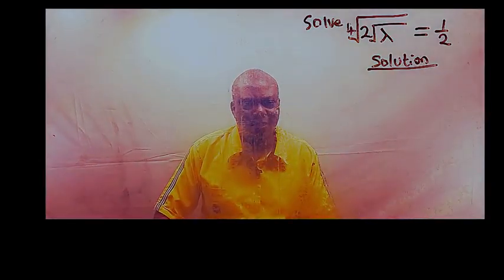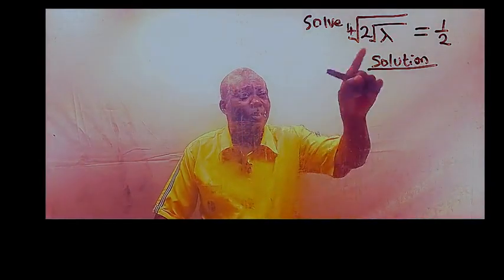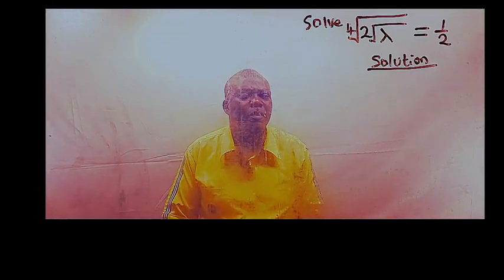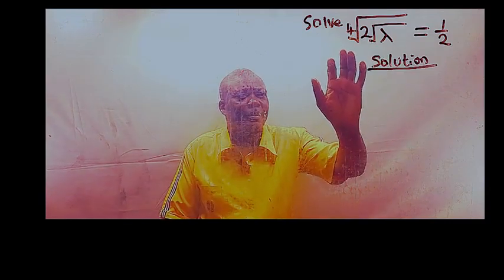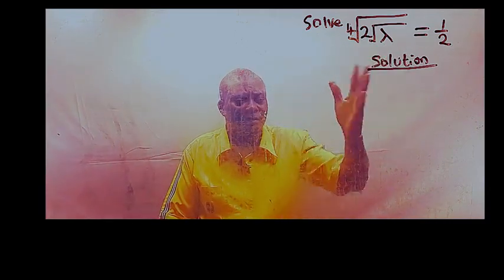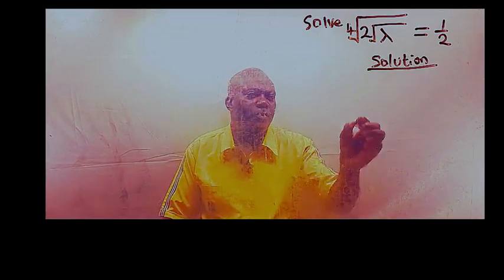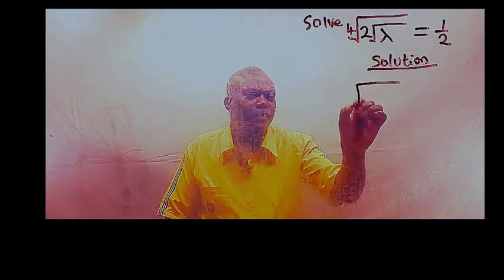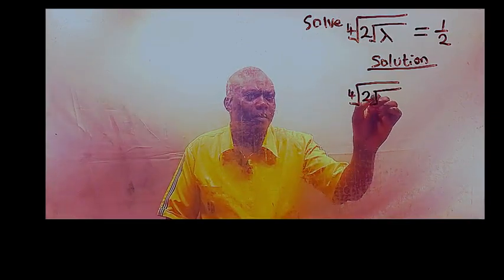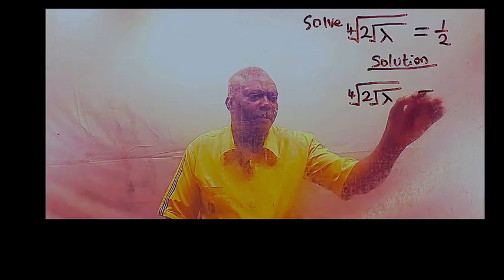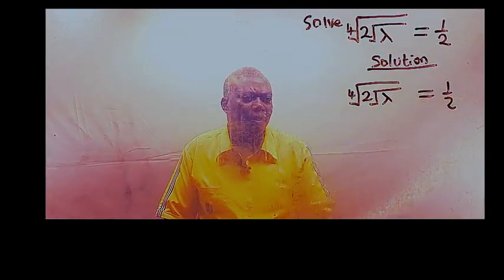Let us solve this nested equation. It has double roots. To solve it, you first of all deal with the first root, then the second one, then you can solve it. So let's repeat the equation. This is the fourth root of 2 root lambda equals 1/2.